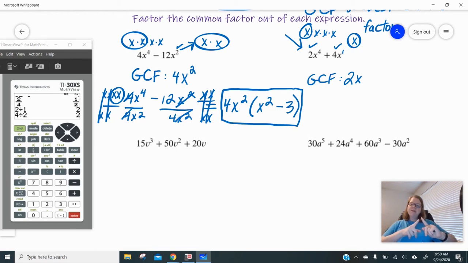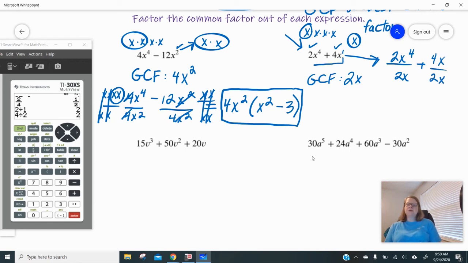There are other ways to do the variable part, and so I think I'm going to show you that on this one, just so you can kind of see that. So I'm going to take this, and I'm going to divide out that GCF. So 2x to the fourth plus 4x, divided by 2x. All right, make sure you're clear on where this came from. Here's 2x to the fourth plus 4x.